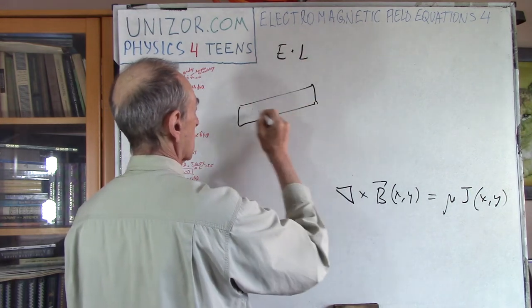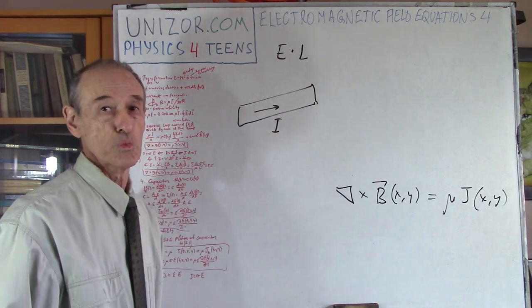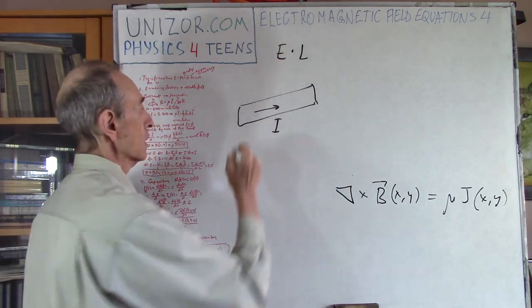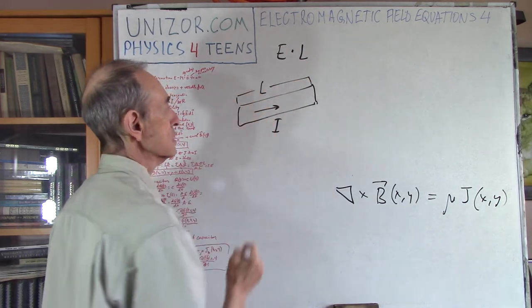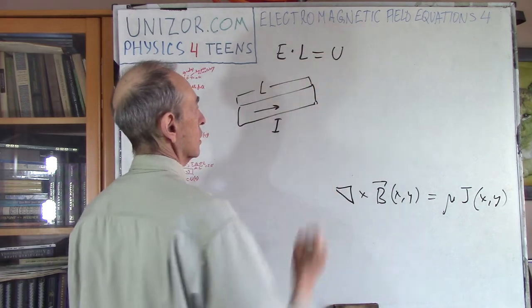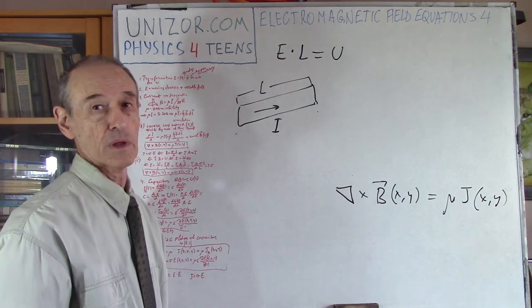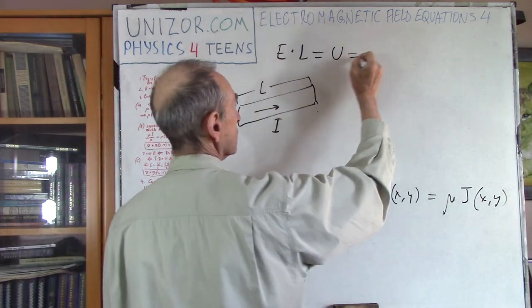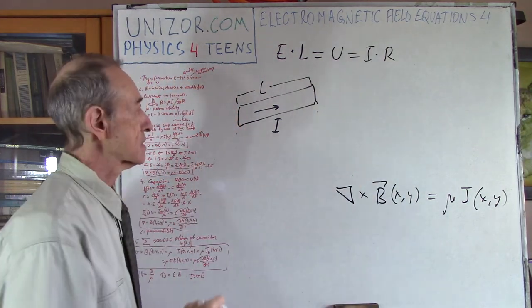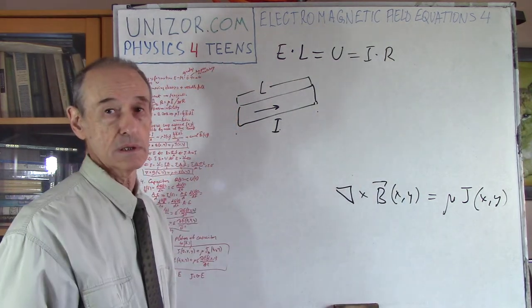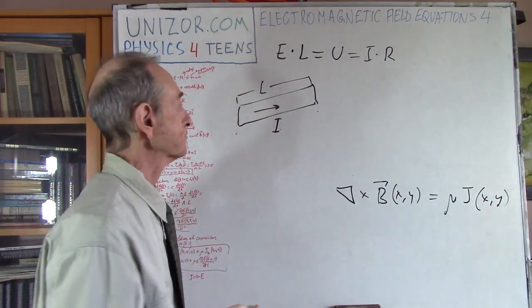So basically, what I can say is that E times L, let's say we are talking about some kind of material through which electrons are moving. So E times L, where L is the length of this piece, would be equal to U, which is the difference in potential between here and here. At the same time, U is equal to I times R, where R is the resistance and I is the current. So this is basically Ohm's law, right?